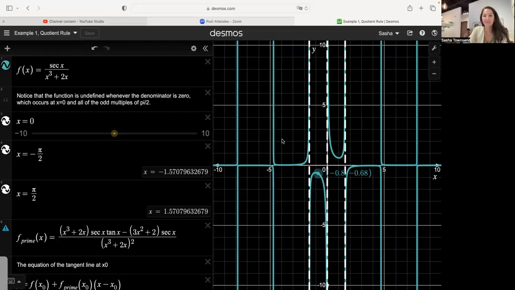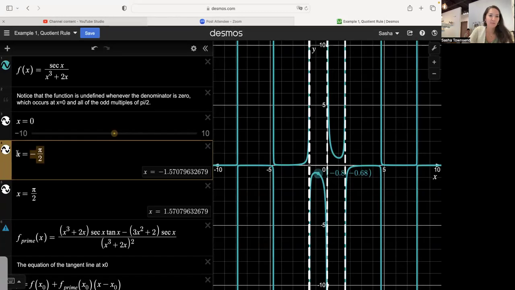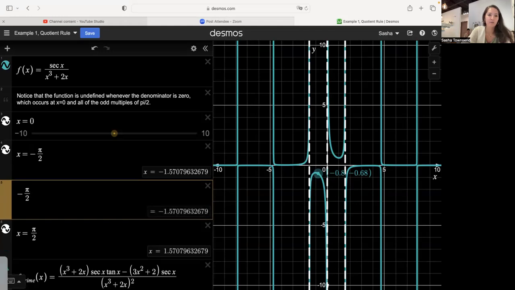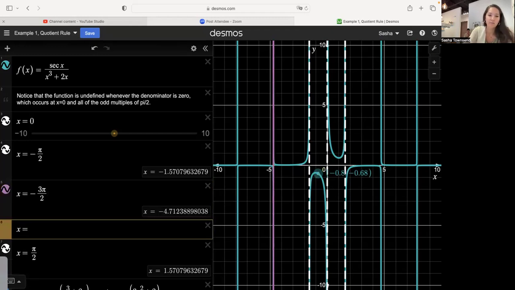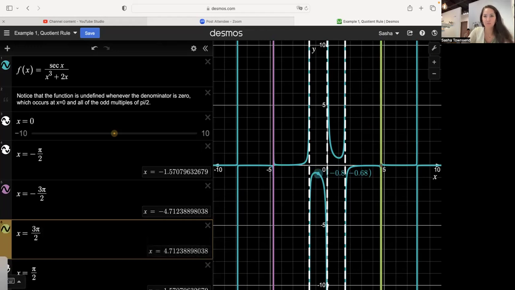So this is our function. I added some of the vertical asymptotes. We know that when x equals 0, the function is undefined. When x equals negative pi over 2, that's where our secant is undefined, and positive pi over 2 as well. So at any of those odd multiples of pi over 2, we're going to have some problems. I'll just graph the other two. x equals negative 3 pi over 2, we're going to have an issue, and x equals positive 3 pi over 2, we're going to have an issue.